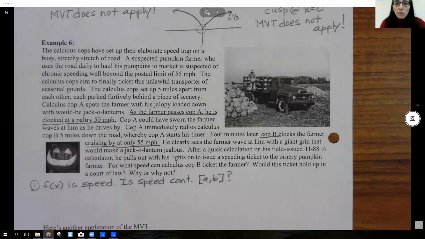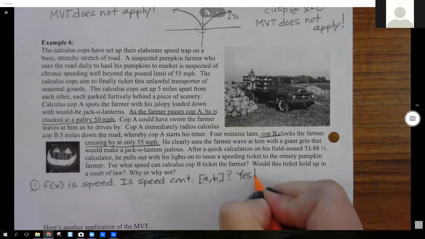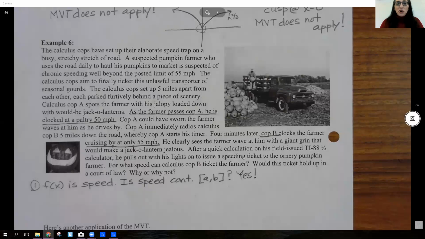So point A would be the initial spot, and then point B would be 5 miles down the road. Is speed continuous? Yes or no? Yes, sure is. So you may think your car can jump from like 50 miles an hour to 70, but it's got to go through all of the speeds in between. So yes, it is continuous.